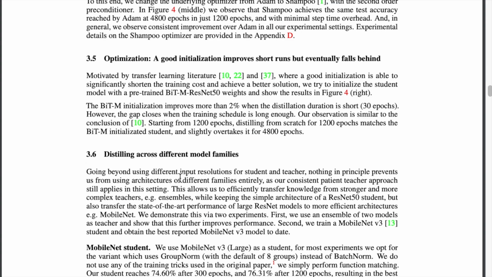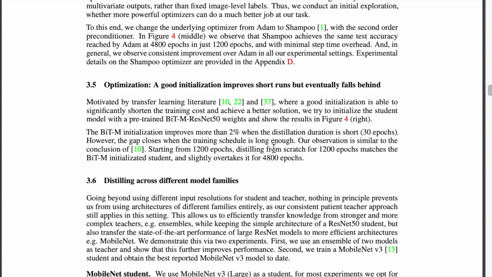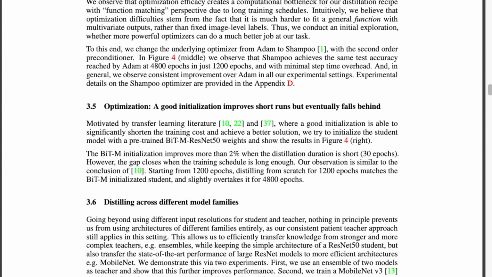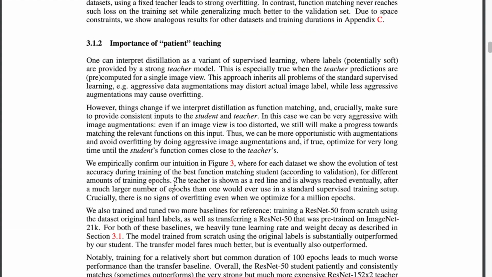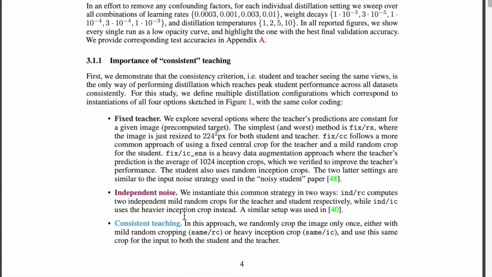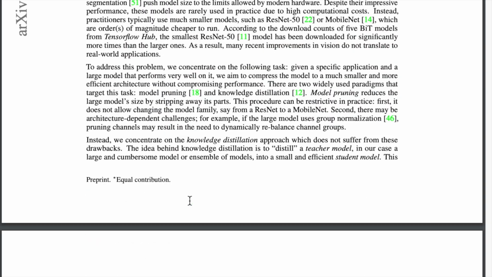And then they describe some other techniques like the Shampoo optimizer and how that improves its training efficiency at around from 4,800 to 1,200. And then other things like, say, going from a BiT model to a MobileNet, which is a totally different architecture. And they describe things like, say, group normalization versus batch normalization, how you have these kind of differences that make it hard to transfer between model families. And that's some of their motivation, with the overall objective of compression being what you want to do.